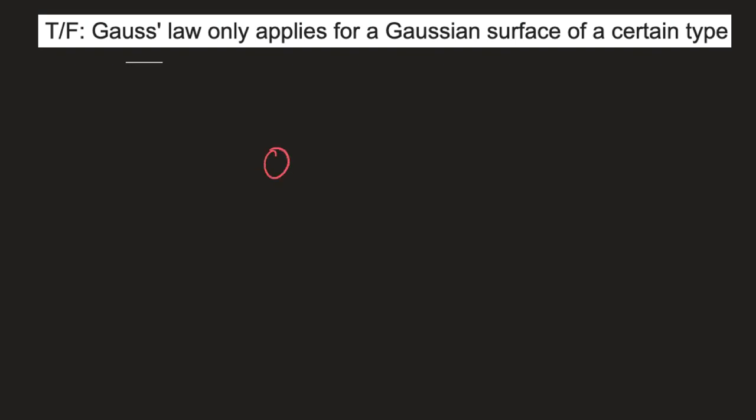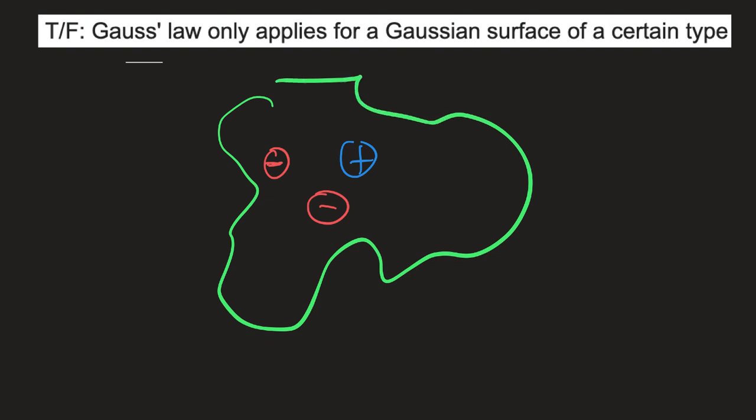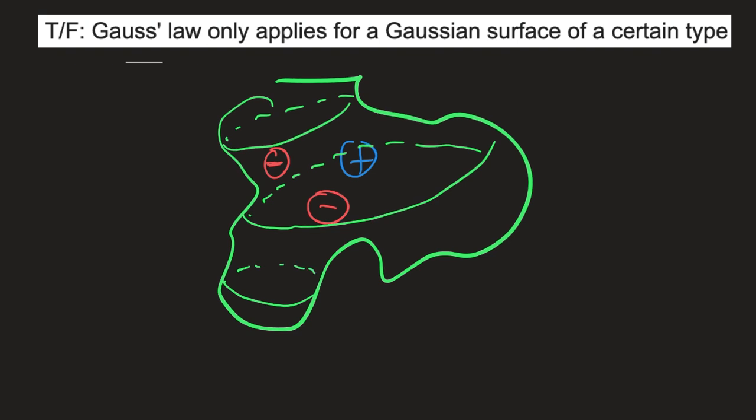So let's say we have, or let's do this, make that a negative charge actually. So we have a negative charge here. We have another negative charge here. Maybe there's a positive charge right there. And then you just draw a random surface like this. I'm trying to draw my surface with weird contours in it, just to show you that it's sort of a 3D surface. So true or false, Gauss's law only applies for certain Gaussian surfaces. So it wouldn't apply here. So is it true that it would not apply here?